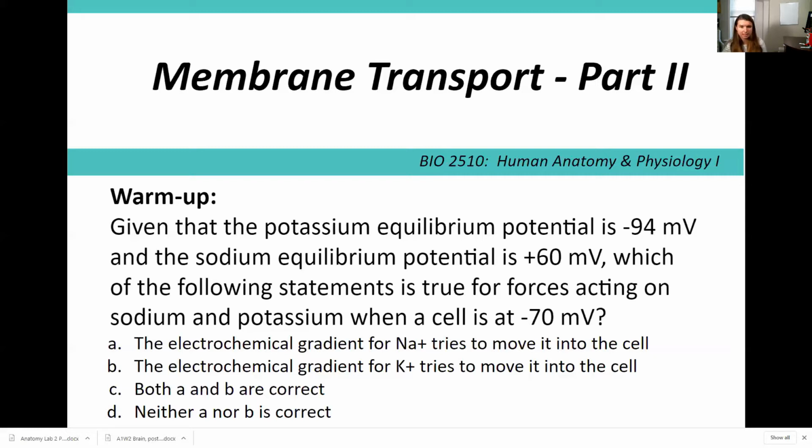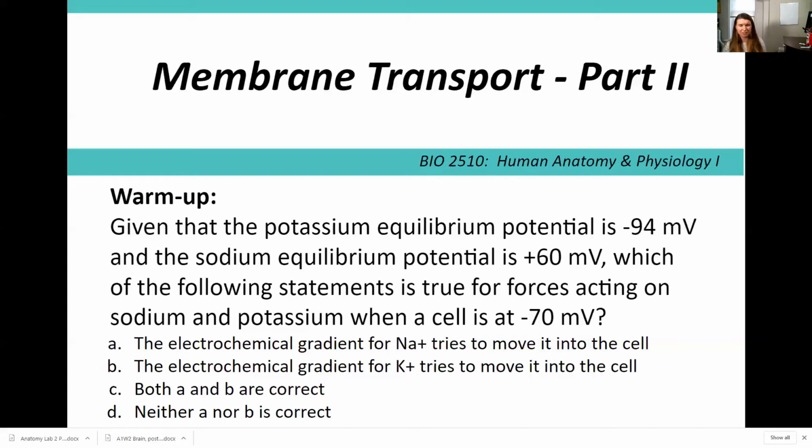Now, sodium and potassium are each going to have their own different chemical gradients, but they're also going to interact with those charges. So we're going to have a different potassium equilibrium potential and a different sodium equilibrium potential because we have to sum together the electrical driving force and the chemical driving force for each. It just so happens that the potassium equilibrium potential is negative, specifically negative 94 millivolts. And our sodium equilibrium potential is positive, positive 60.